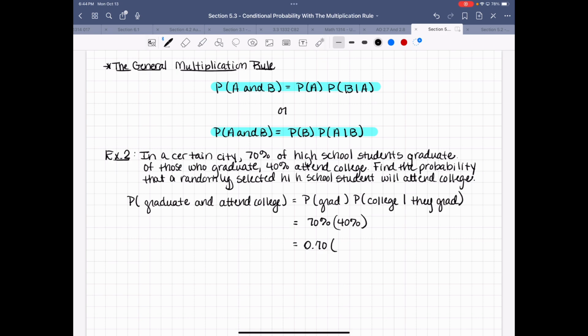Then 40% is 0.40. Okay? So the probability that the student graduates and attends college is pretty much 28%, 0.28.